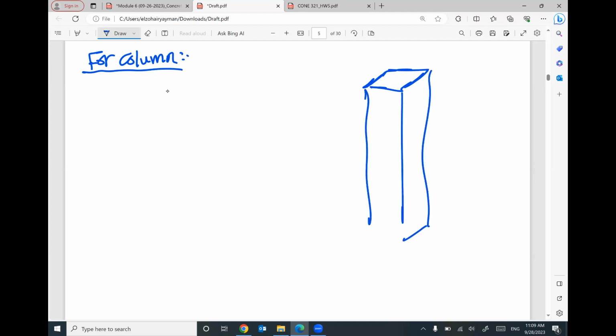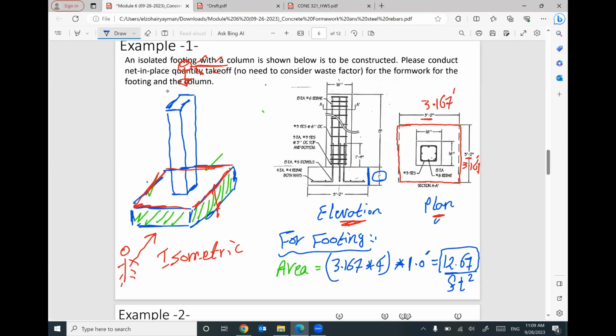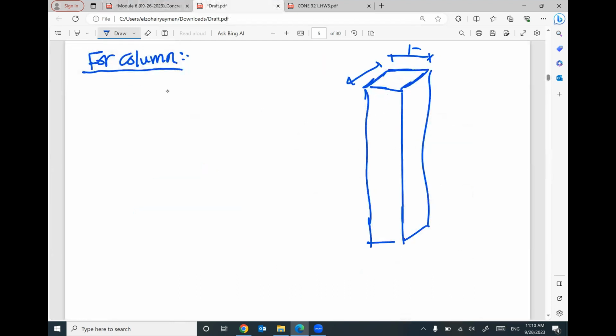For the column, as I mentioned, your column looks like this. I can figure out the dimensions of the cross section, this dimension and this dimension, from the plan. If you look at this plan, we are given this is the column. This square is your column, 16 inch by 16 inch.